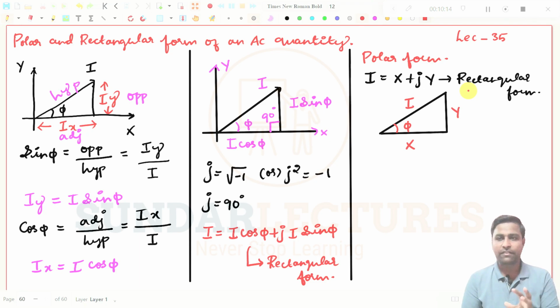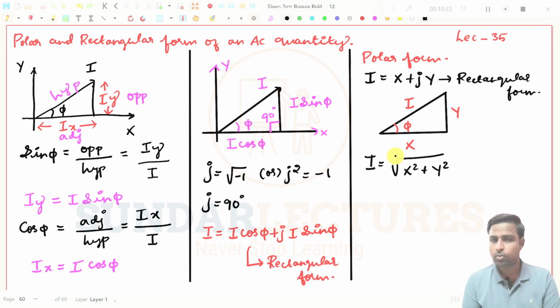So if you have a right angle triangle, by Pythagoras theorem, if you want to find this value, what is the formula to write the value of I? I can be written as the square root of x square plus y square. This one we know, right? So if you want to get this value, you can go for x square plus y square. Simple to understand, right?